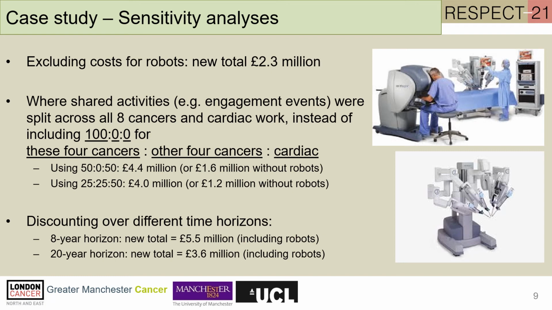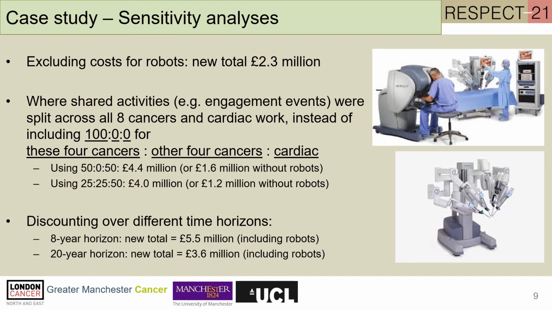If we change the way that we looked at shared activities across the 8 cancers and cardiac changes, so these are some of the engagement and consultancy work that was done. If we instead try and split it up, then we would reduce the total slightly, down to 4.4 million if we attribute half of these costs to our 4 cancers and half to the cardiac reconfigurations. And the total reduces a little bit further if you then also split the cancers in half.